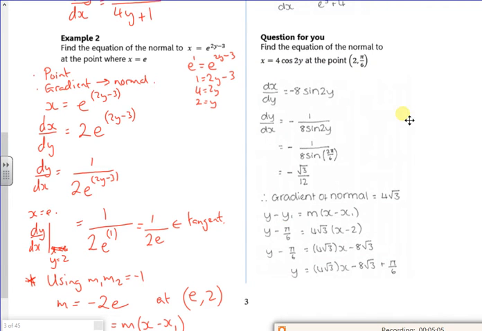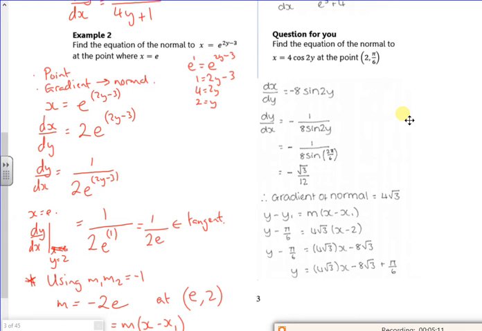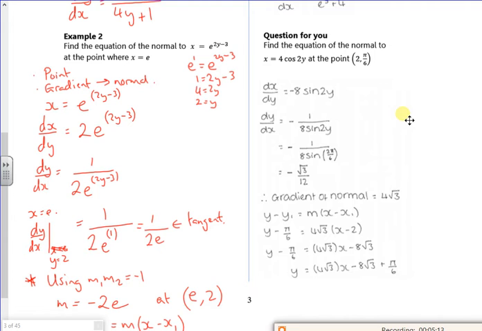Let's have a quick look. So remember, cos goes to minus sine, but remember you differentiate that bit and it also goes at the front. So that's where your 8 comes from, because it's 4 times 2 there. And there you've done that.